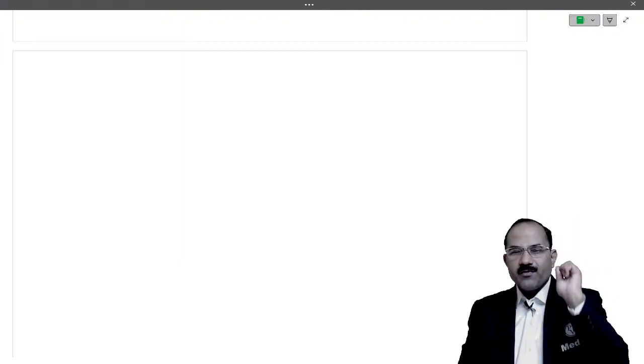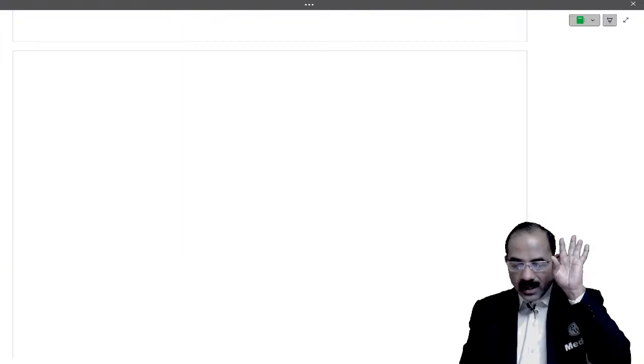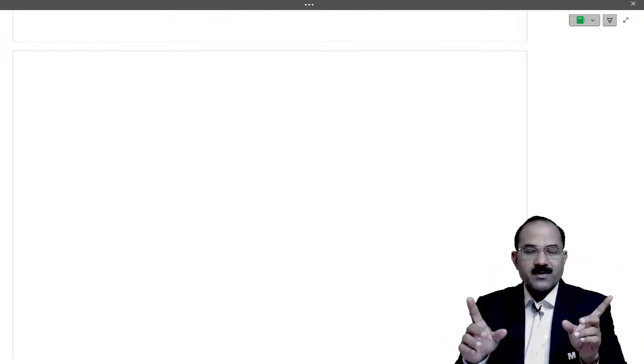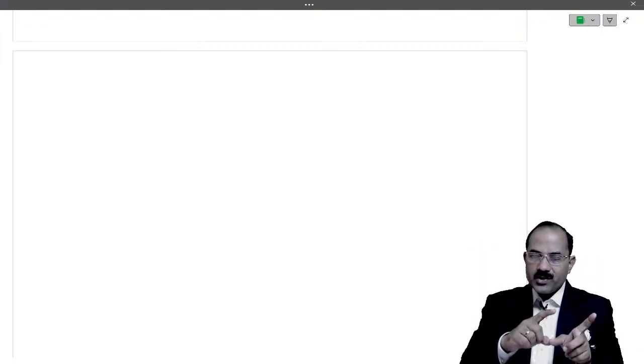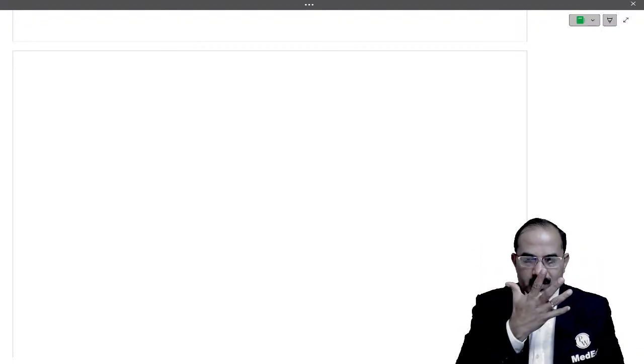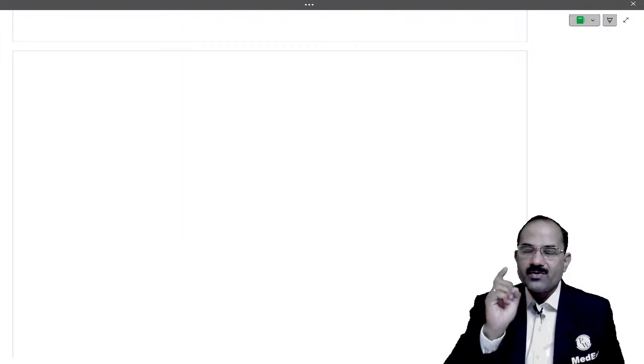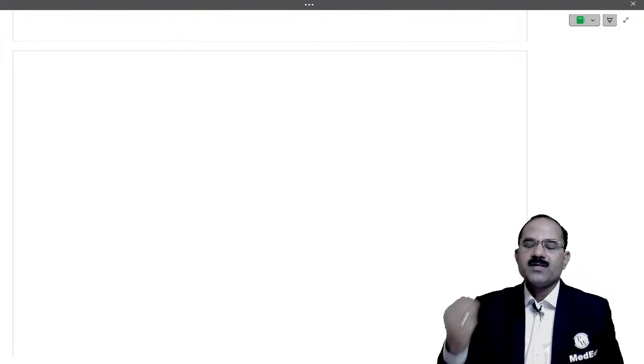The nerve of the second pharyngeal arch is facial. This you should know. Pharyngeal arches are always asked in the exams. Nerve of the second pharyngeal arch is facial nerve. Muscles are the muscles of facial expression. Second is the stapedius. Third is the posterior belly of digastric and the stylohyoid.